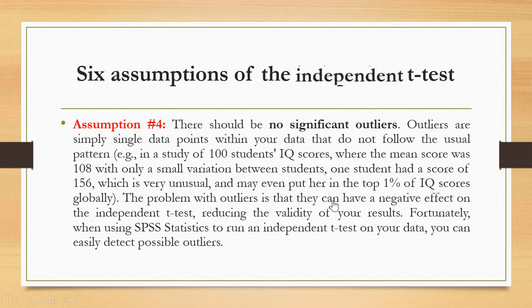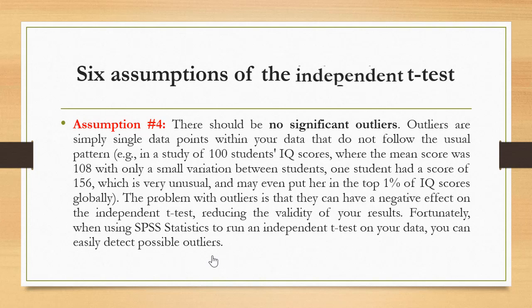The problem with outliers is that they can have a negative effect on the independent t-test, reducing the validity of your results. Fortunately, when using SPSS Statistics to run independent t-tests on your data, you can easily detect possible outliers, and you can clean them if you can.